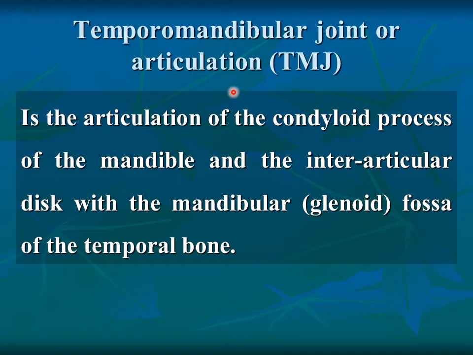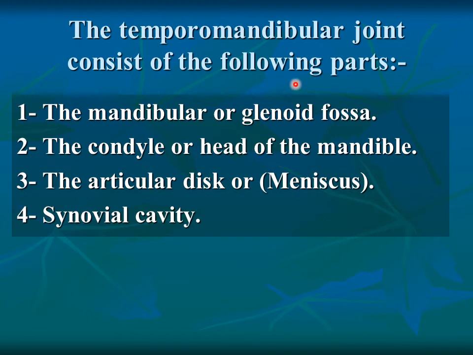The temporomandibular joint, or the articulation of the TM joint, is the articulation of the condylar process of the mandible and the interarticular disc with the mandibular glenoid fossa of the temporal bone. The temporomandibular joint consists of the mandibular or glenoid fossa, the condylar head of the mandible, the articular disc or meniscus, and the synovial cavity. These are the four contents of the temporomandibular joint.